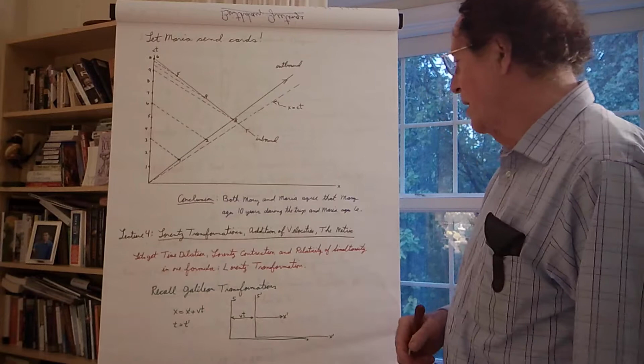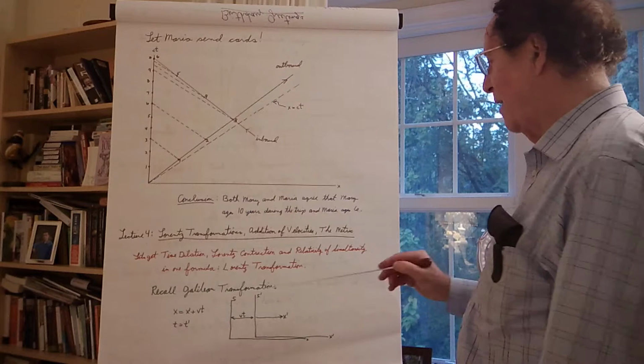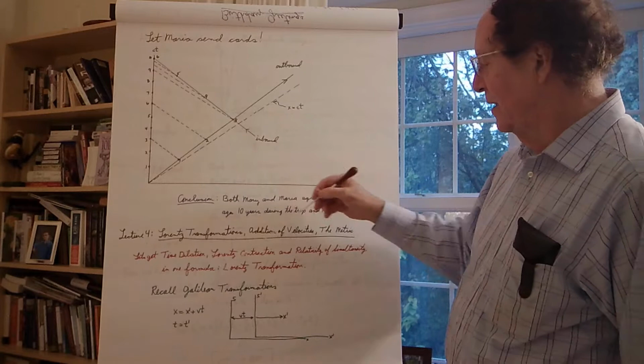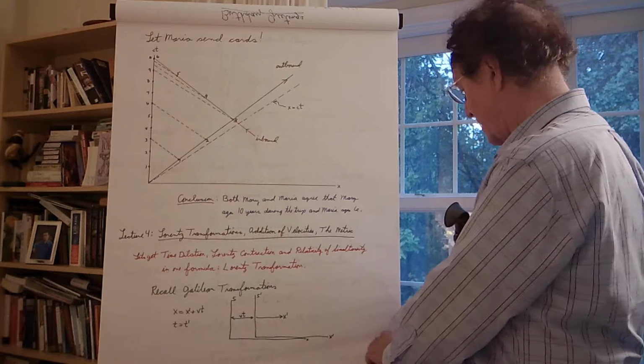So to begin, we recall the Galilean transformations between a frame S and a frame S prime that's moving with a velocity v with respect to it. And in Galilean transformations, we know how to relate space-time measurements between the two inertial frames. x is equal to x prime plus vt, and t is equal to t prime, as we've discussed thoroughly before.